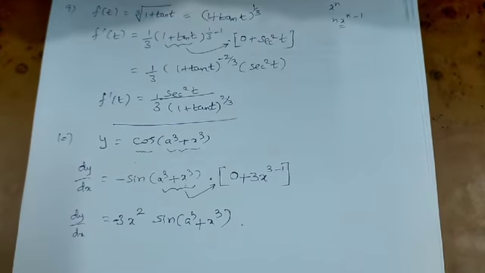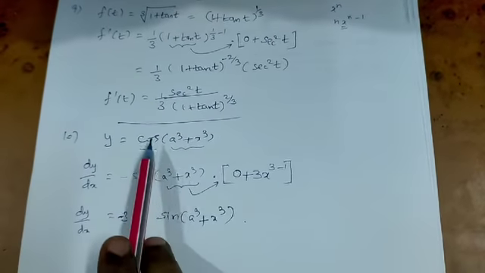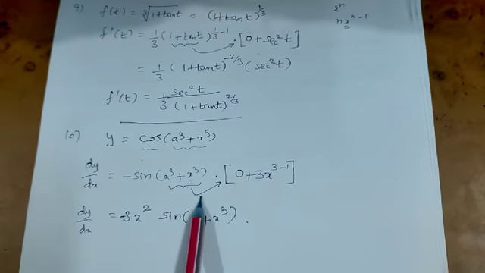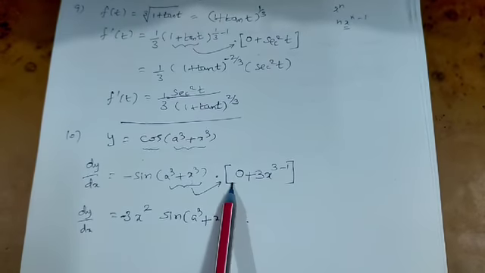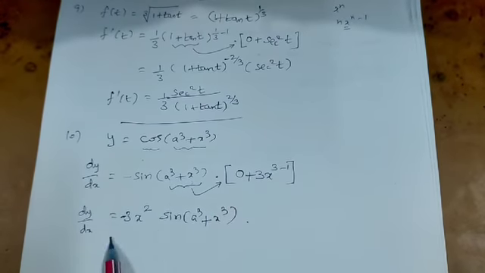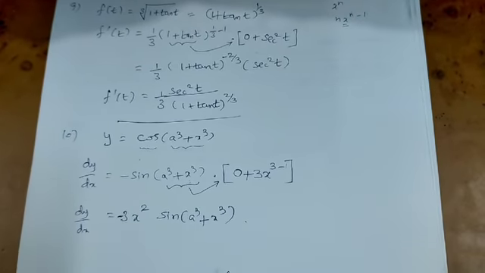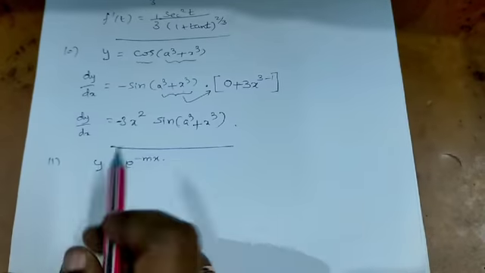Within 2 steps you can give your answer. First, differentiation of cos, the argument will remain the same, and then it should be continued by chain rule. You can bring this term to the front, and the final answer will be like this for this question. Is it clear?